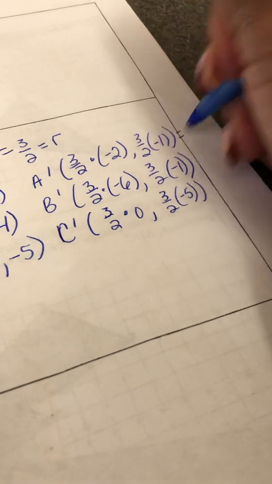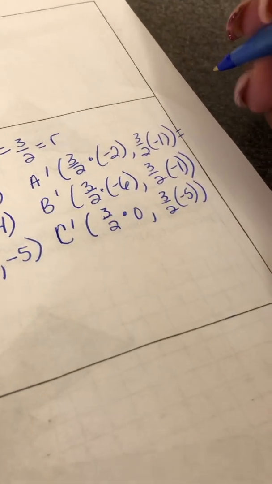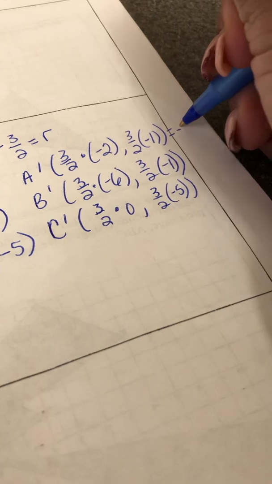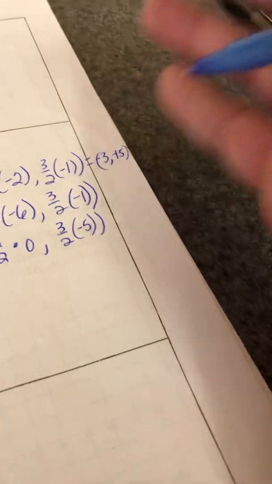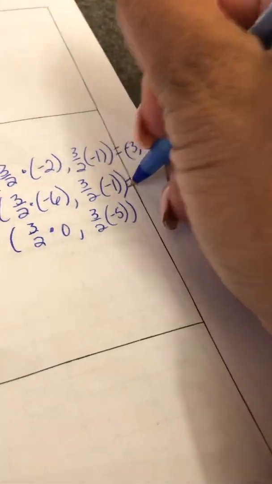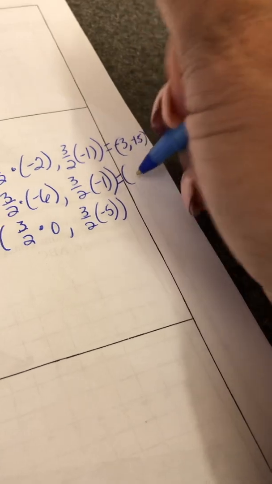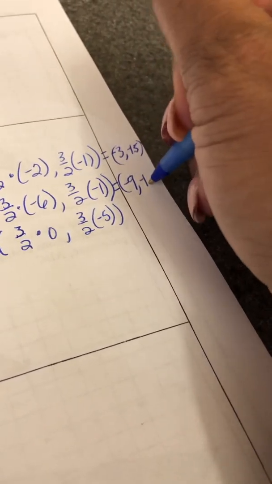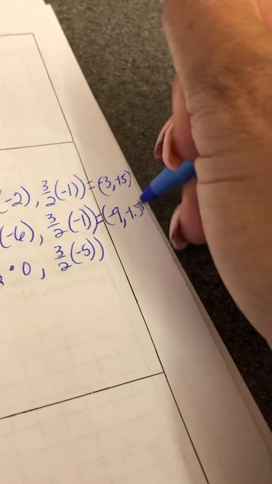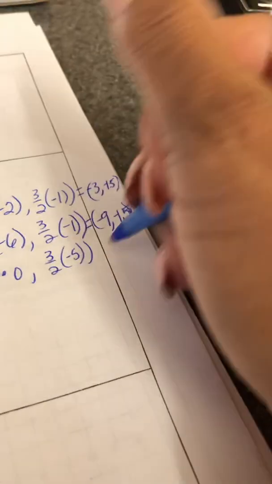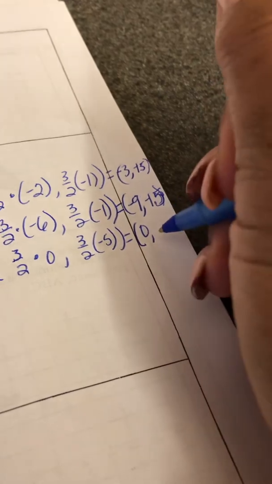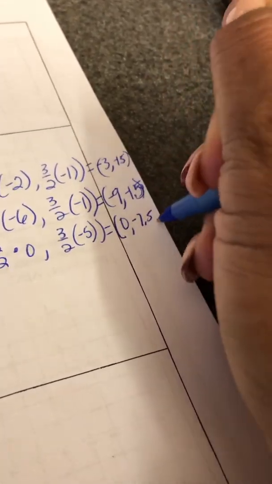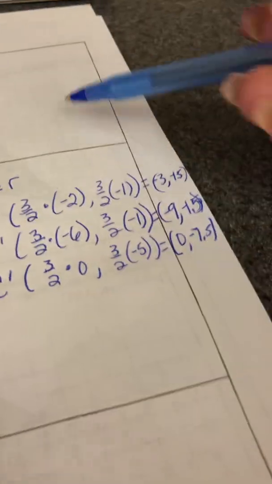Okay, so we have A prime will be -3, -1.5. Oh, running out of paper. And B prime will be -9, -1.5. And then C prime will be 0, and that's -7.5.